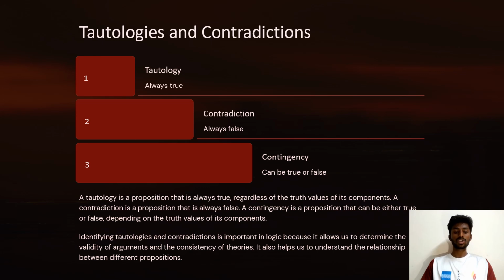And identifying tautologies and contradictions is a very important thing in logic because it allows us to determine the validity of arguments and the consistency of theories. It also helps us to understand the relationship between different propositions.